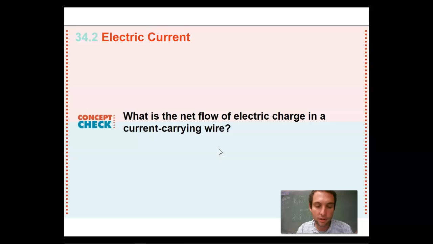Concept check! You should now be able to answer this question. What is the net flow of electric charge in a current carrying wire? At this time, go ahead and move on to your practice.